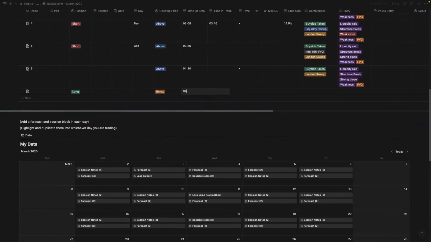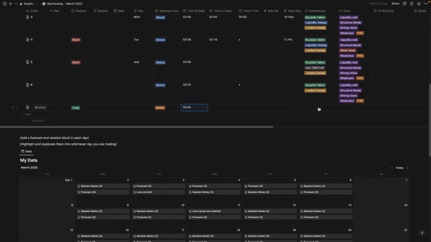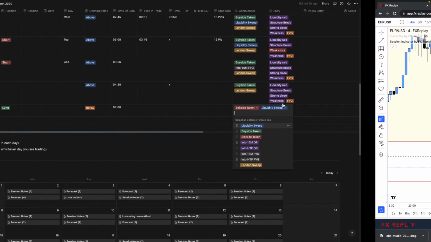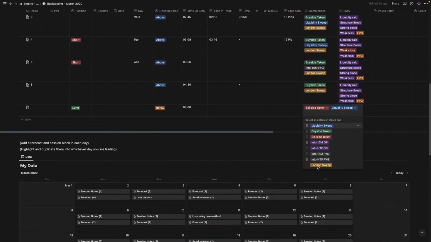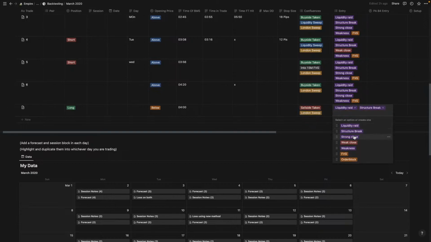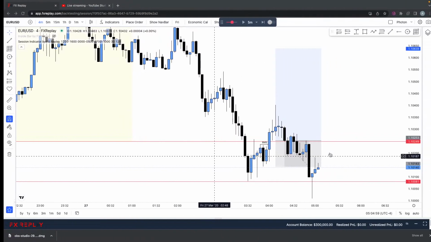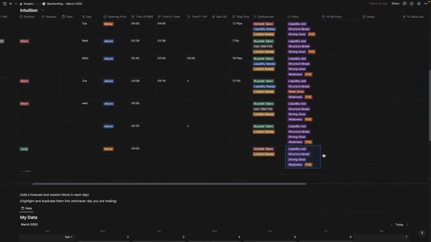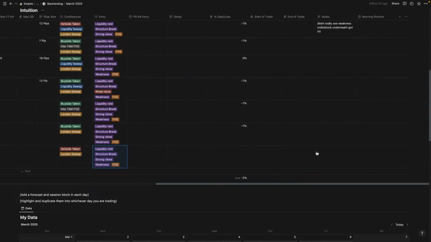When was this break of structure? Boom, 4 o'clock. Still in the silver bullet times. Okay, so sell side taken into liquidity sweep. Nah, Asian session. That's it. So sell side London. Boom, boom, boom, boom. Was there weakness? Yeah, there was weakness. Fair value gap. -1. So we're at -3 on this month.